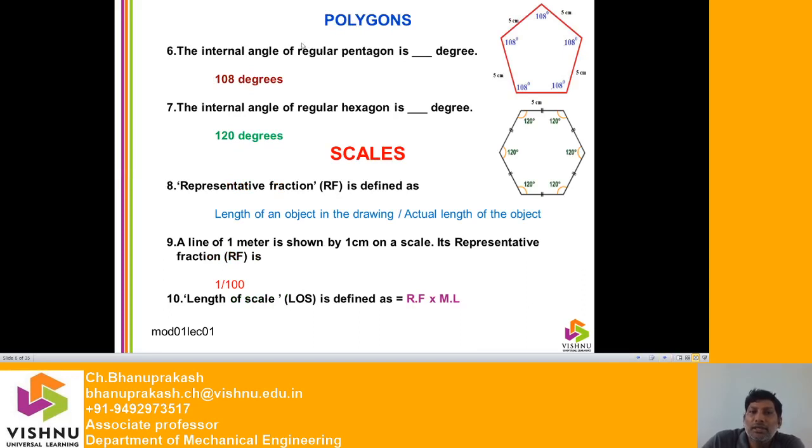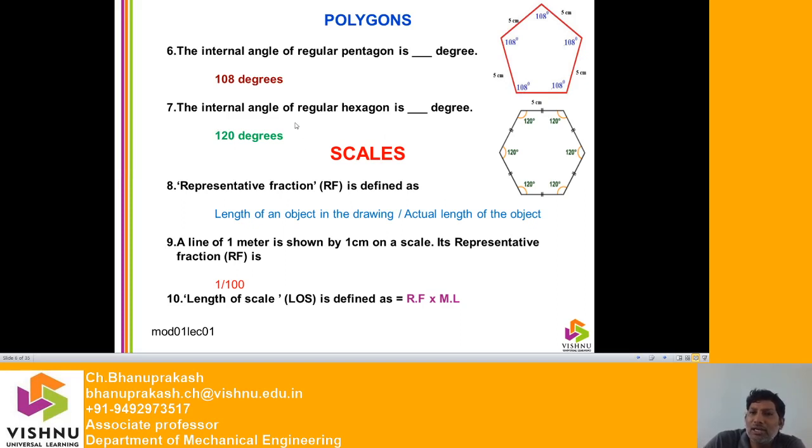Next one, polygons. Here there are a number of polygons: pentagon, hexagon, heptagon, octagon, nonagon, decagon, and so on. But here we will discuss some of them. The question: the internal angle of a regular pentagon in terms of degrees. The internal or included angle is 108 degrees. What about the excluding angle? That is 72 degrees. 72 plus 108 is 180 degrees. Generally for construction purposes, the angle is 108 degrees.